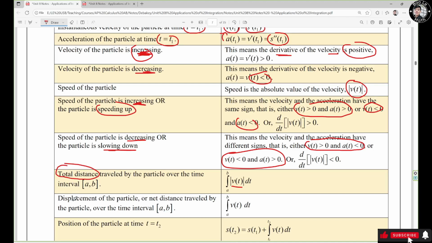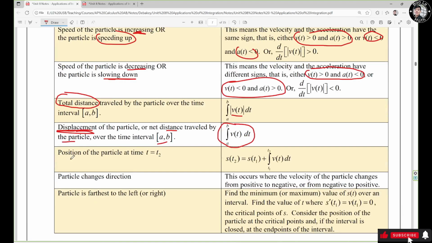Keep that in mind. Now, displacement of the particle, or net distance traveled by the particle, over the time interval a to b equals the integral from a to b of v of t dt, right? This one doesn't have the absolute value sign, because this one is displacement.